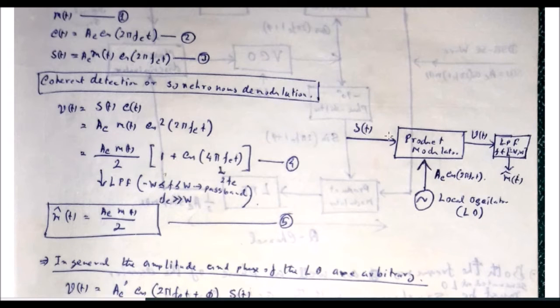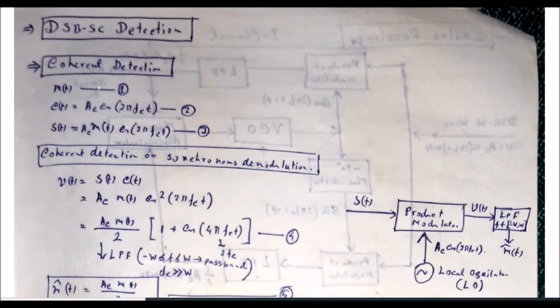That means use another product modulator here, just receive s(t), the modulated signal, and multiply that modulated signal with the locally generated carrier. At the output you should get v(t). What will be v(t)? See, I am talking about coherent detection, it is m(t), the message at the transmitter.